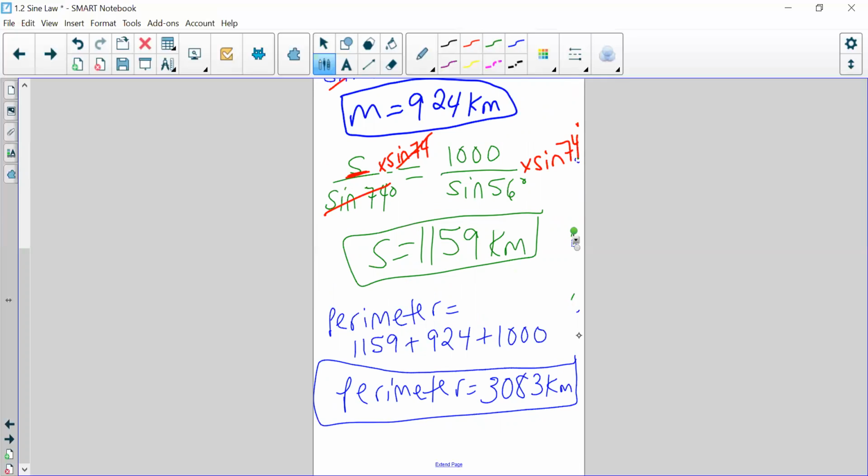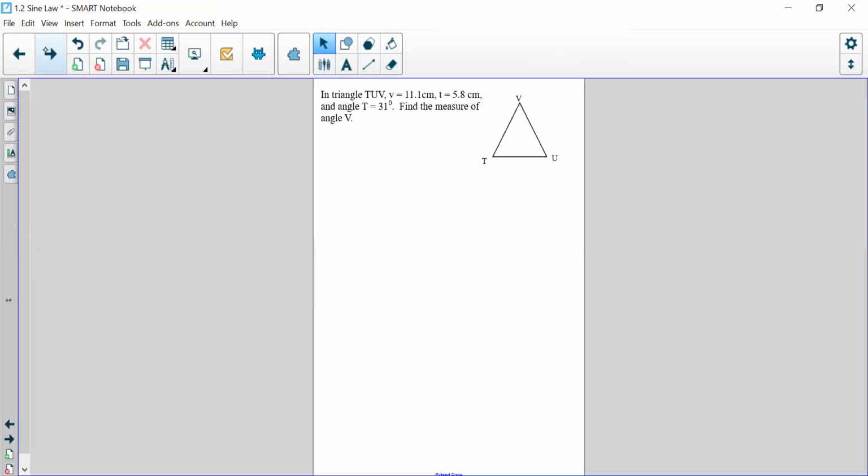Not all the time will the question be asking you for more than one thing on the triangle. So read the question carefully on this one because it said perimeter. We do have to find the missing sides. But on a question like this, it asks me only to find one thing.